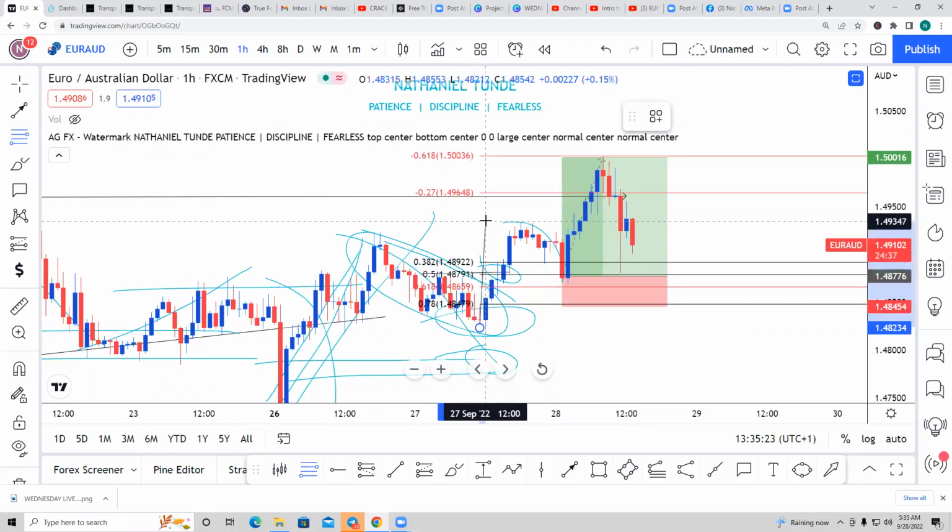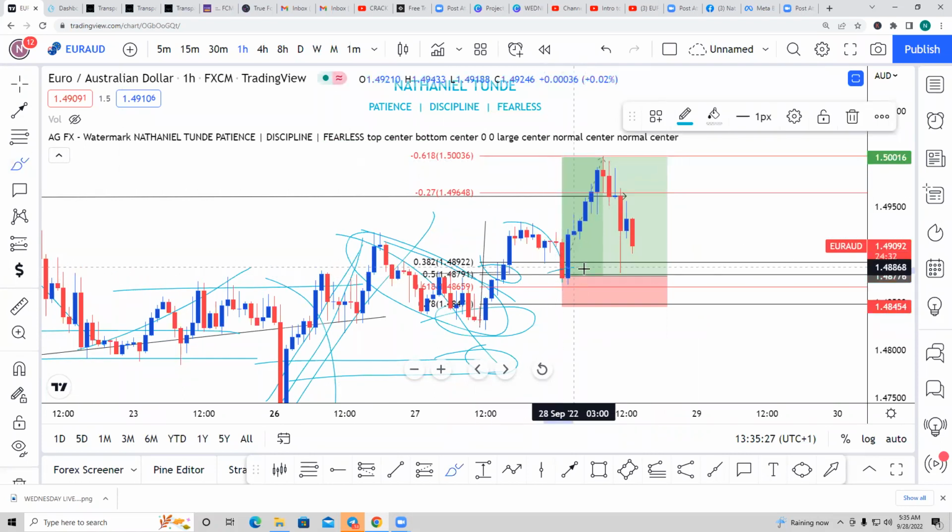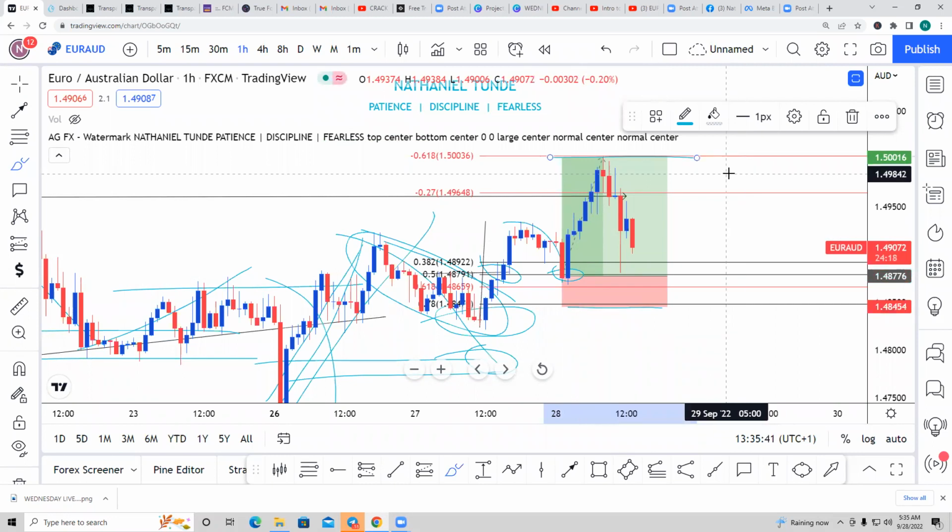This impulse leg, where is 50%? See the entry here, right here. Where is the stop loss, guys? Just a few pips below 78. And where is the TP, guys? Minus 0.618. Can you see? Exactly on that TP, it is massive and the market reversed.